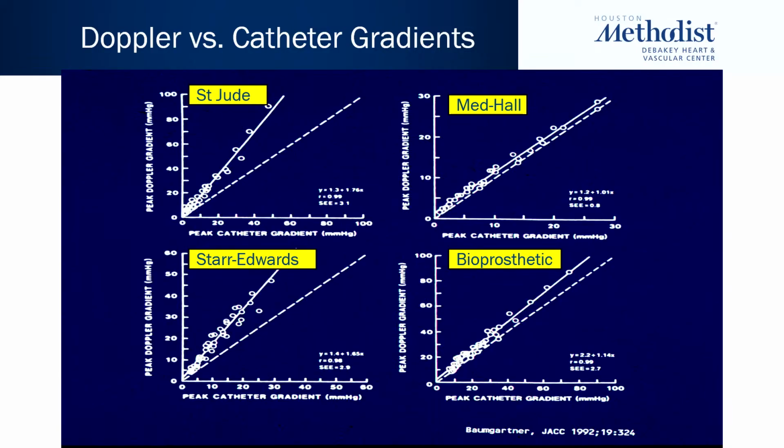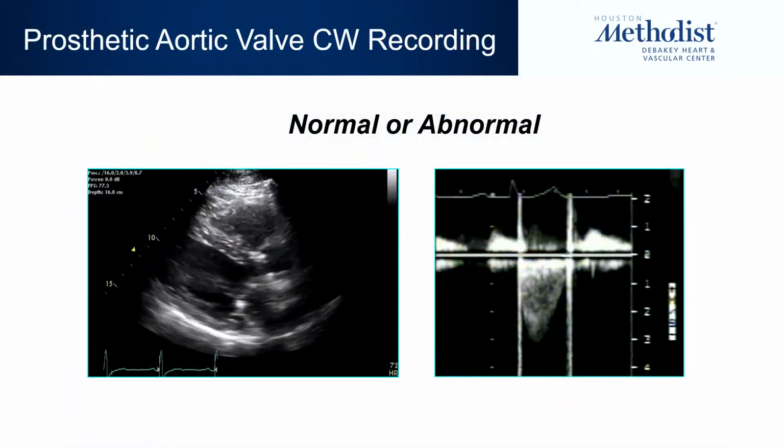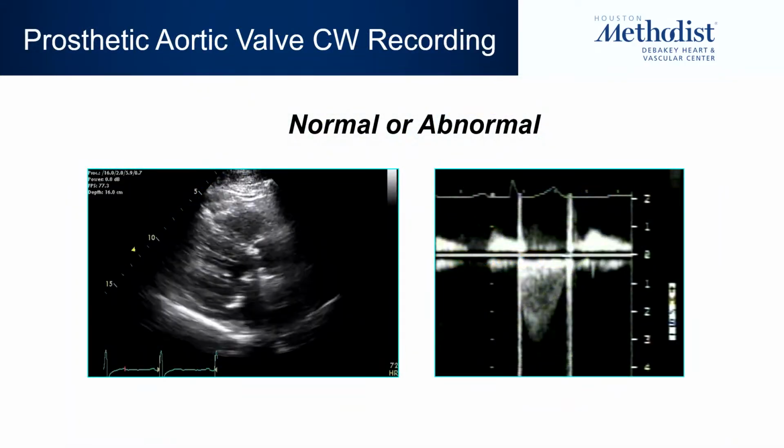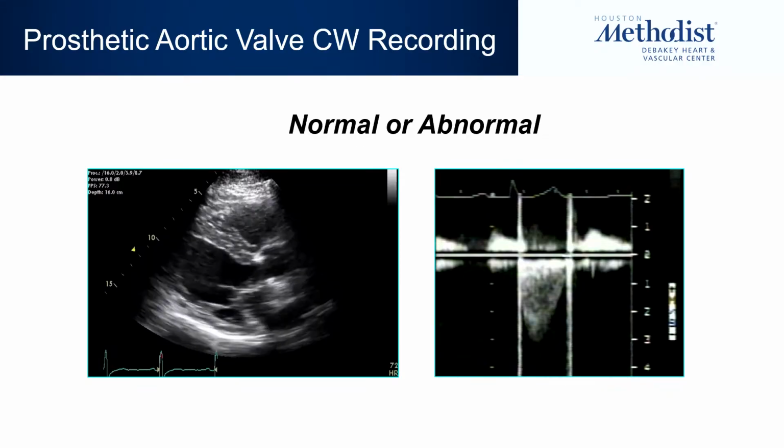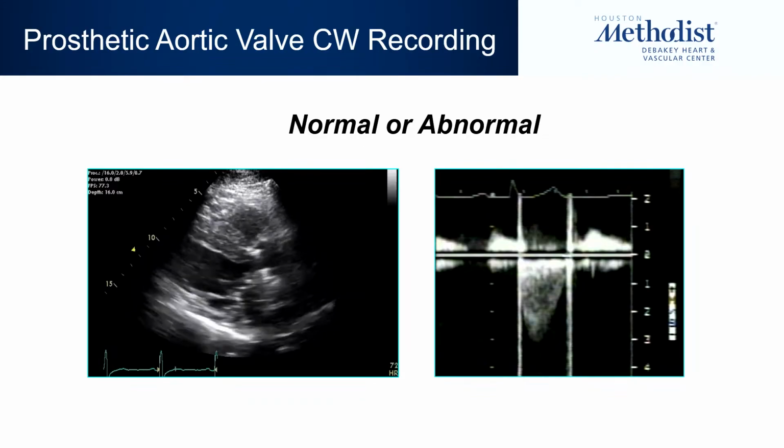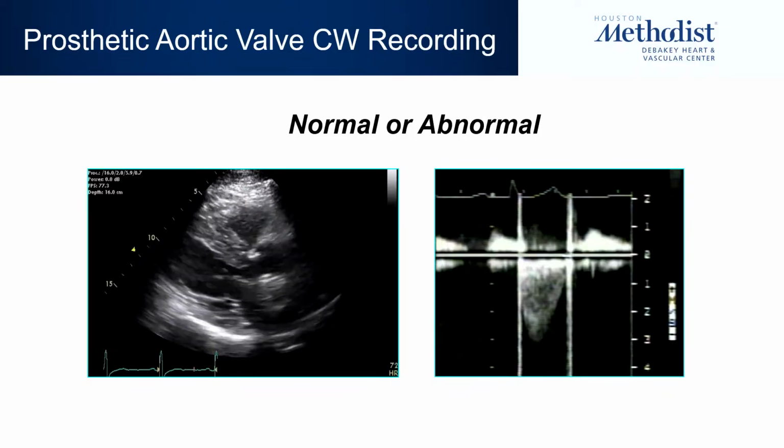And remember that in small valves, the velocity and gradients are rather high, and the effective orifice area is rather low in those situations. So keep that in mind. And that's why the size of the prosthesis is important to know when you image such a patient. And this is a mechanical valve in the aortic position.